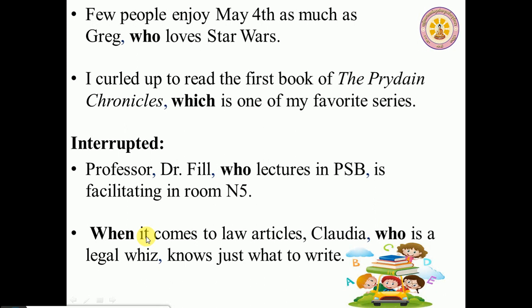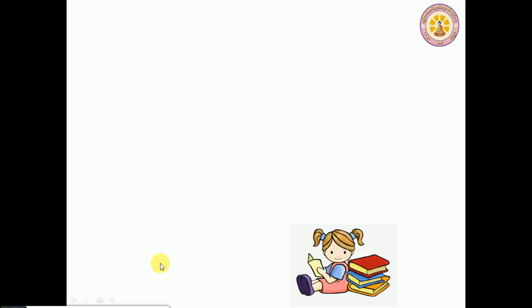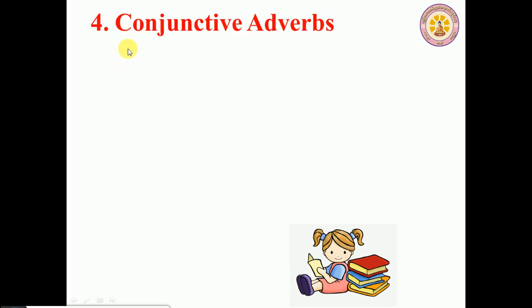One more example: when it comes to law articles, Claudia, who is a legal writer, knows just what to write. So Claudia is the name of a particular person, already known. So the clause here is not important, that we call a non-essential relative clause. When a non-essential relative clause interrupts the main clause, we use commas, surrounding it, a comma after the main clause part and after the non-essential clause.